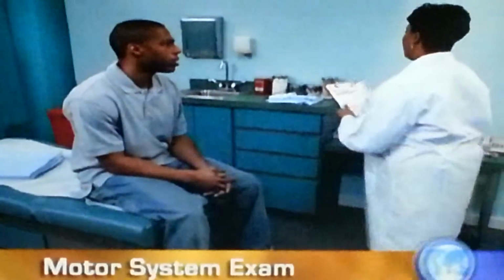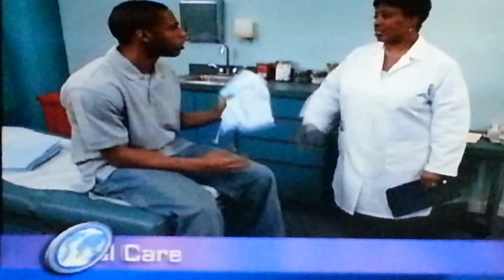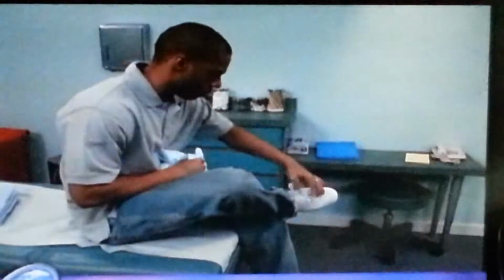Keep in mind that the incidence of stroke is 2.5 times higher in blacks than in whites, and the incidence of multiple sclerosis is higher among whites. Yet both disorders affect the motor system.